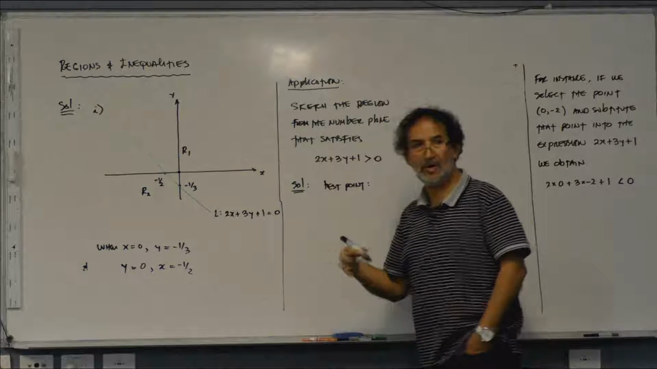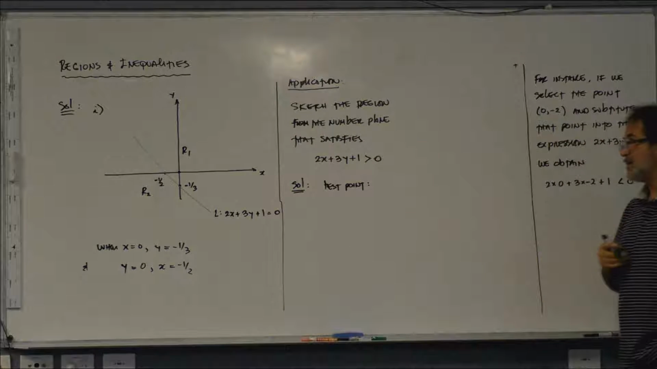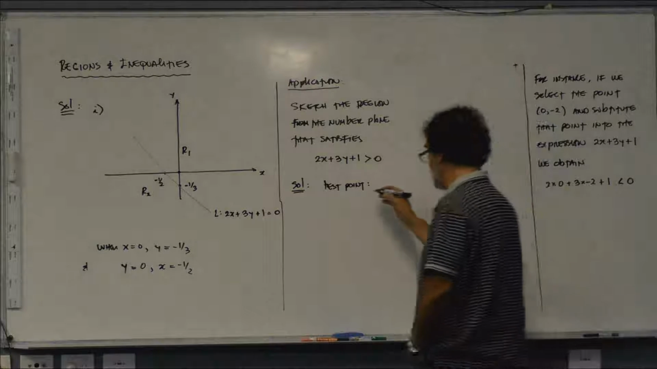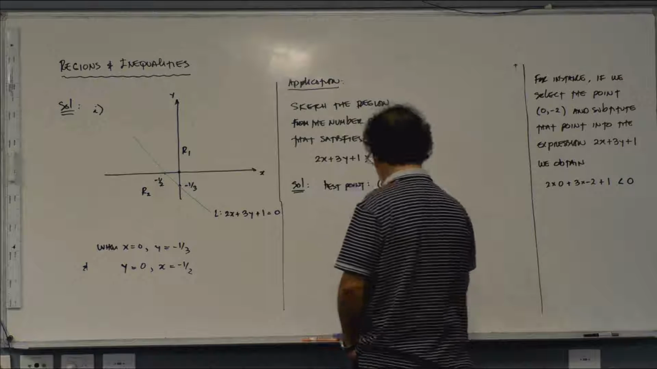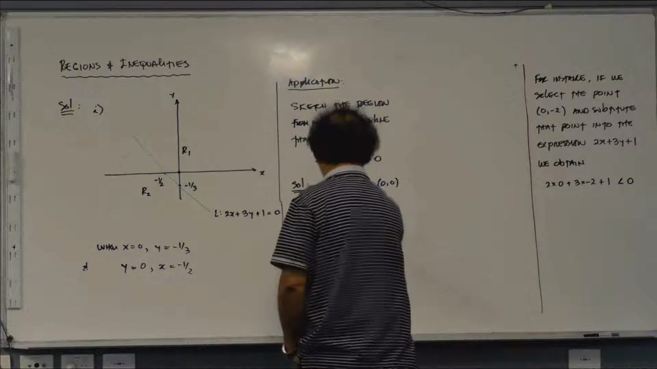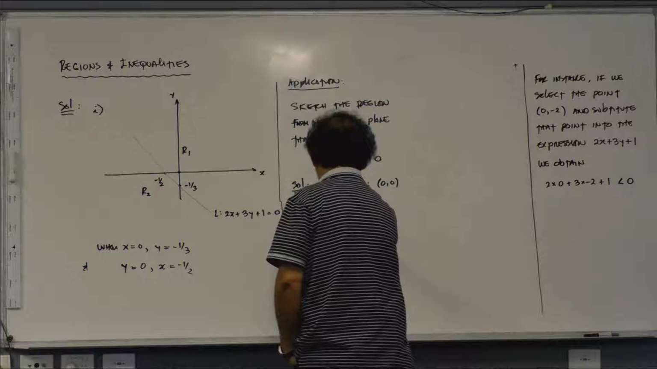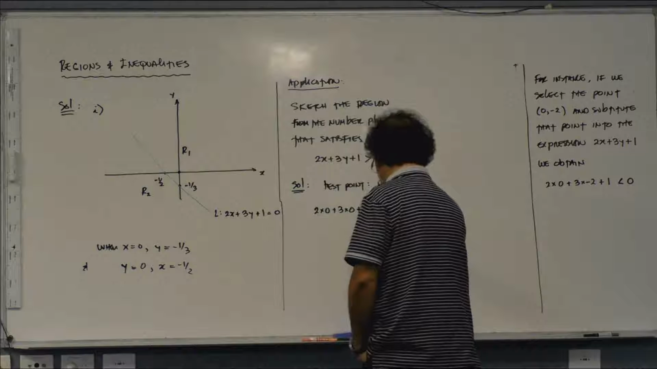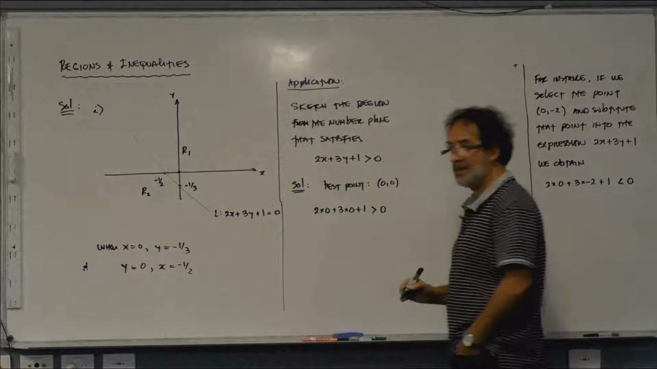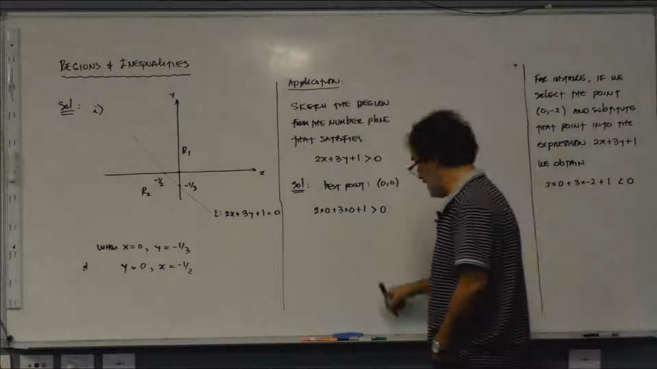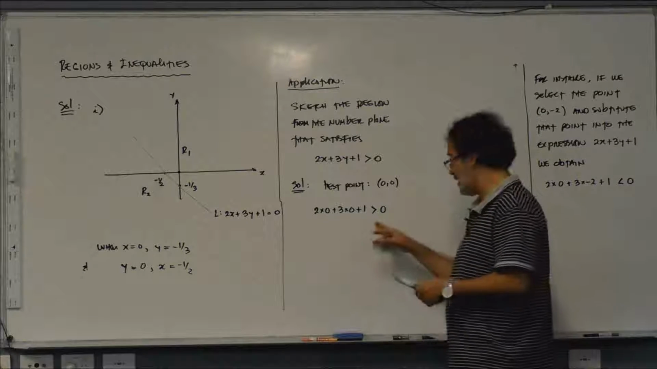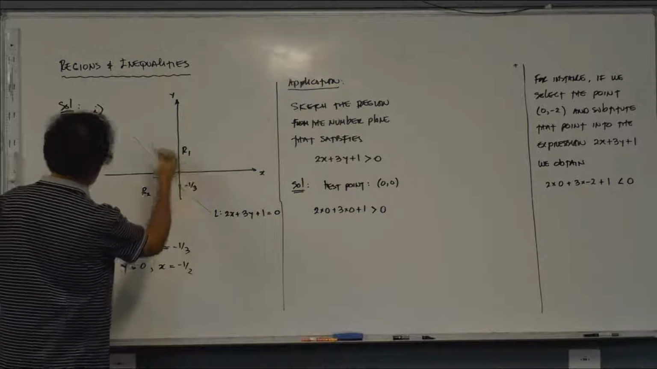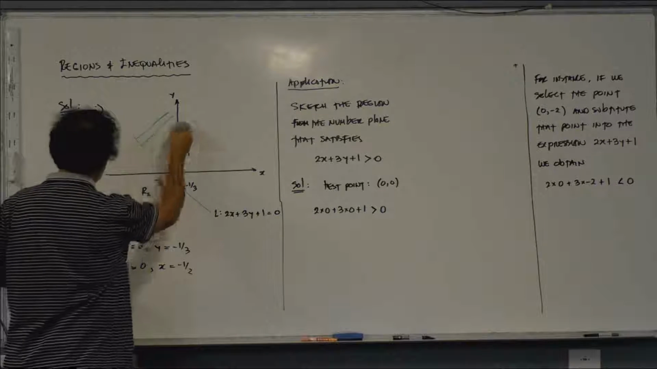And then you pick a good point. So like I say, if 0 is not part of the line, then you can pick 0. So we're going to test point 0. And then we know that when you substitute that, we're going to have 2 times 0 plus 3 times 0 plus 1 is greater than 0. So therefore, you say the region that I need to shade is the one that has 0,0 in it. And we know that is going to be this one. So I mean that you should do this.